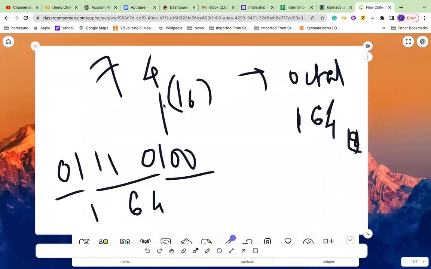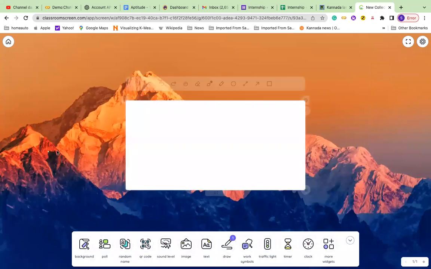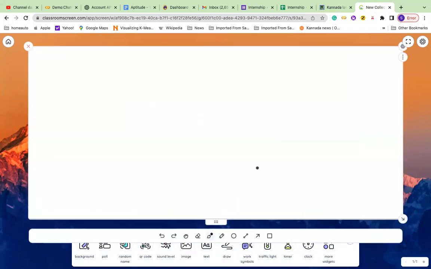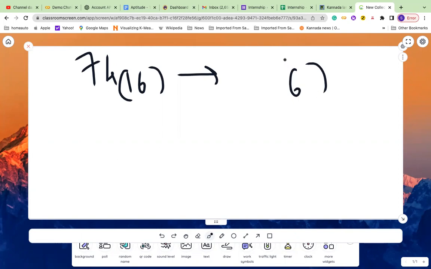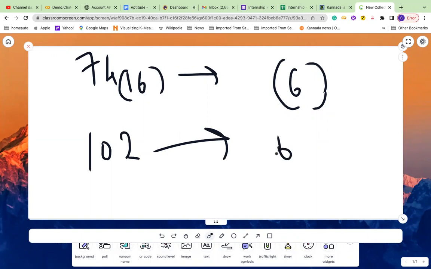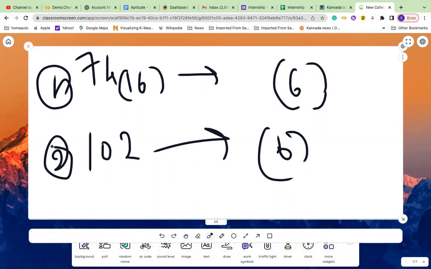One more example we'll try. So let us do this one. I have given 74 in hex, and I want to convert into base 6. Then how should I do base 6? Let me give the decimal number 102, and I want to convert it into another base. How should we do it? Anyone want to attempt?